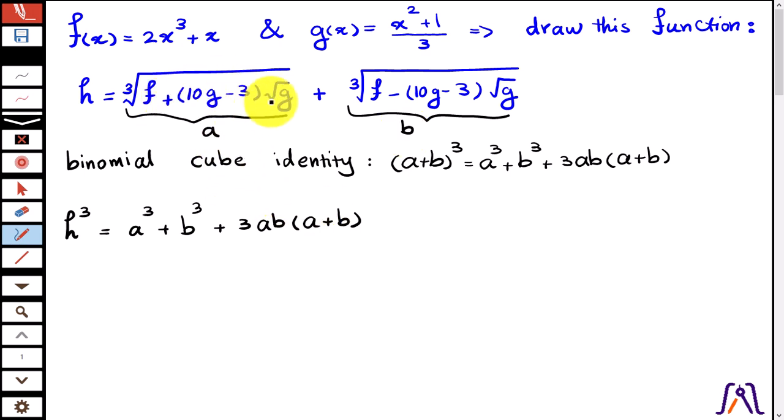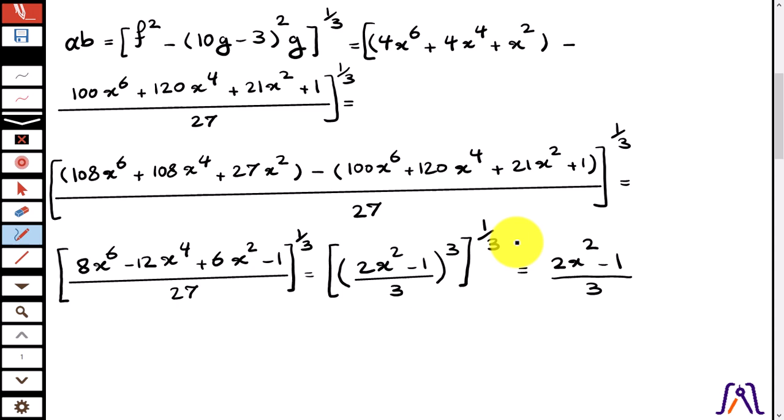Okay, now if you look closely, when we cube A and B individually and then add them up, this term and this term cancel each other out, okay? And the result is simply 2 times f of x. Now to calculate the product AB, we need to perform some simple but slightly long algebraic operations like this, which ultimately gives us this expression for AB.